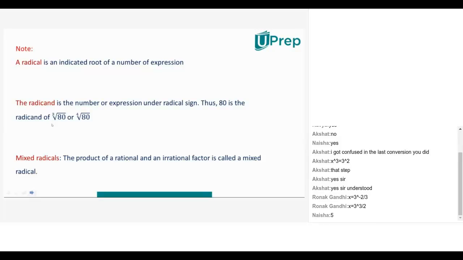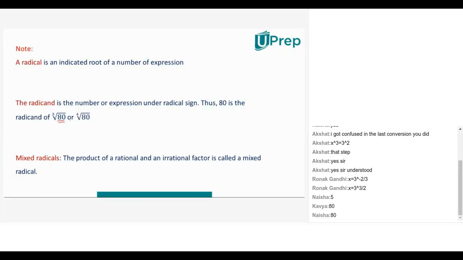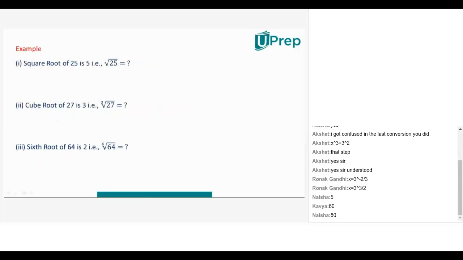So here, what is the radical? Thus 80 is the radicand of. So in this cube root of 80 or fourth root of 80, what is your radicand? What is your radicand in both of them? 80. 80 is the radicand. Correct? Is everyone okay with that? Yes, sir. Very good.